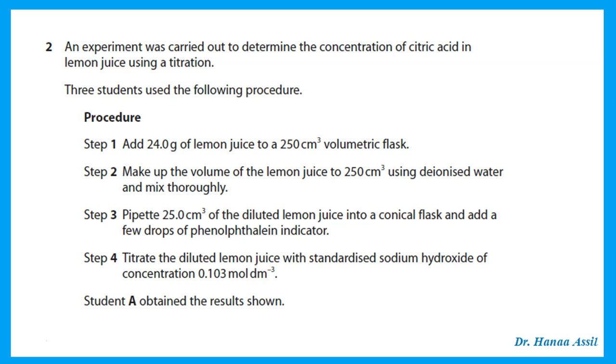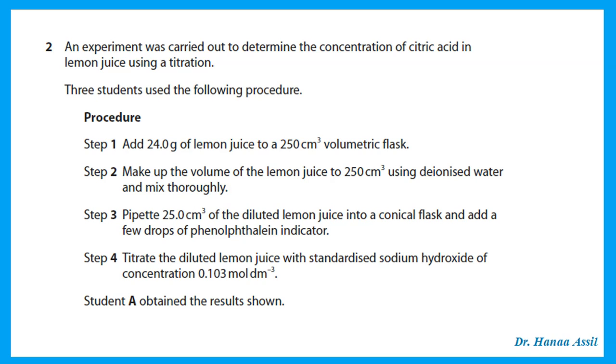Question 2 says, an experiment was carried out to determine the concentration of citric acid in lemon juice using titration. 3 students used the following procedure. Add 24 grams of lemon juice to a 250 centimeter cubed volumetric flask. Make up the volume of the lemon juice to 250 using deionized water. Mix thoroughly. Pipette 25 centimeter cubed of this diluted lemon juice into a conical flask.